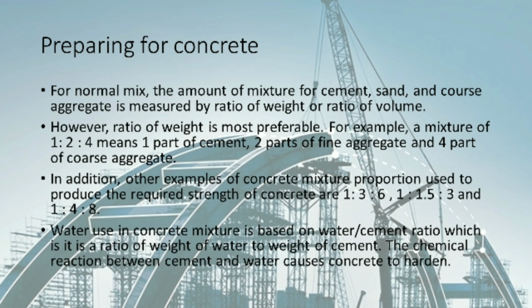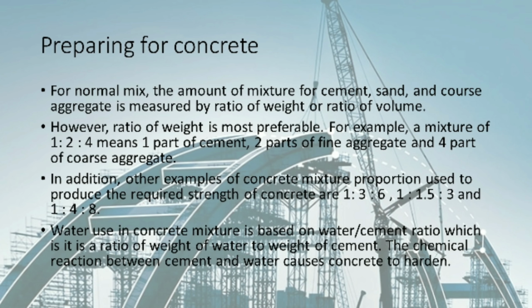So how to prepare the concrete? For a normal mix, the amount of cement, sand, and coarse aggregate is measured by ratio of weight or ratio of volume. However, the ratio of weight is most preferable. For example, a mixture of 1 to 2 to 4 means 1 part of cement, 2 parts of fine aggregate, and 4 parts of coarse aggregate.